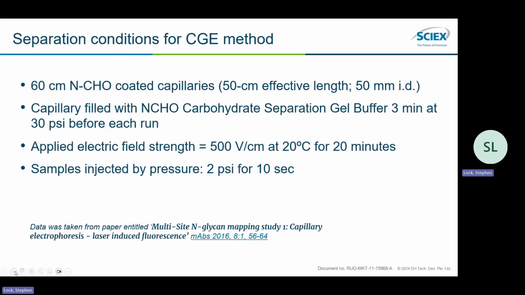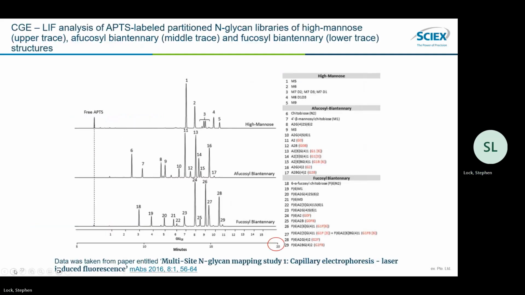Separation then happens by applying an electric field across the capillary. In this case, it's 500 volts per centimeter at 20 degrees C for 20 minutes. Samples are injected by pressure, so you inject your sample by applying 2 psi for 10 seconds to the vial holding your sample. Again, this method was taken from a ring trial. This ring trial was mentioned in mAbs in 2016. So again, all this information was taken from a peer-reviewed paper.